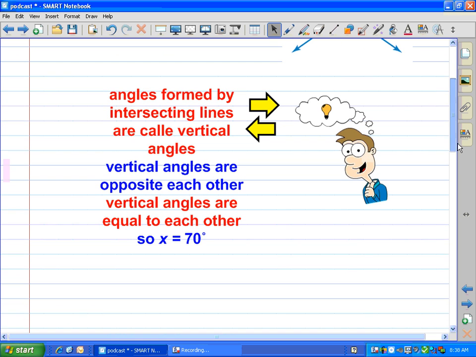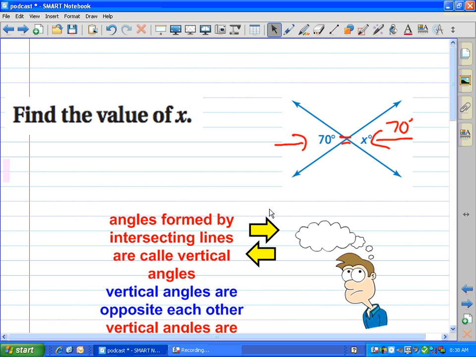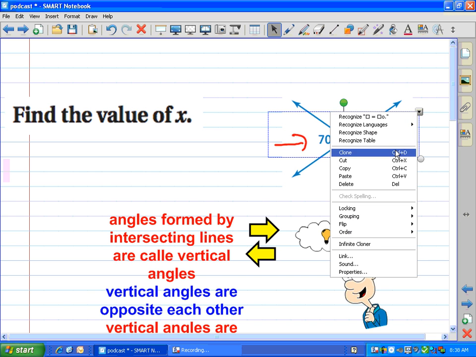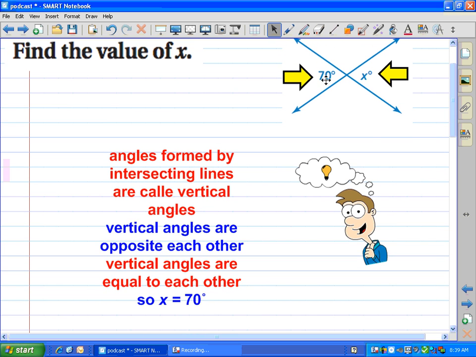Alrighty. Angles formed by intersecting lines are called vertical angles. Visual people, if that didn't work for you, let me get rid of this. You should be able to see they're across from each other. Angles that are across from each other are vertical or congruent. So if this is 70, x has to be 70. If I change the problem and I said this angle was 61 degrees, then you would be able to tell me, Mr. Phillips, x has to be 61 degrees. They have to be equal.